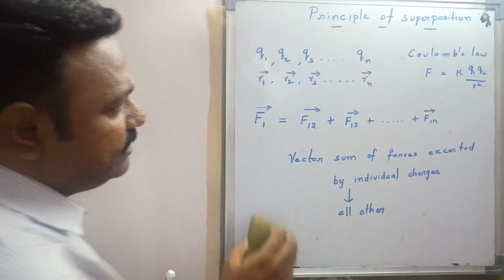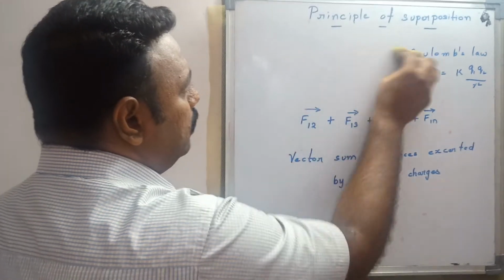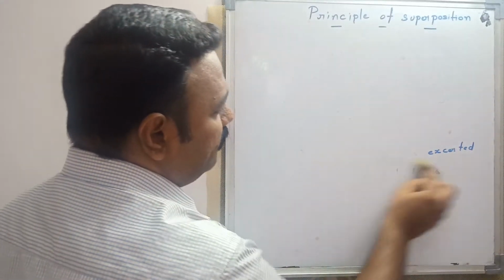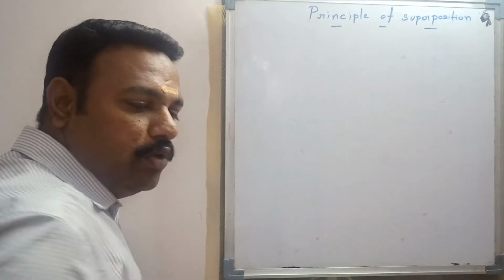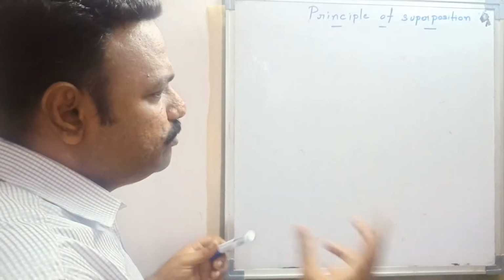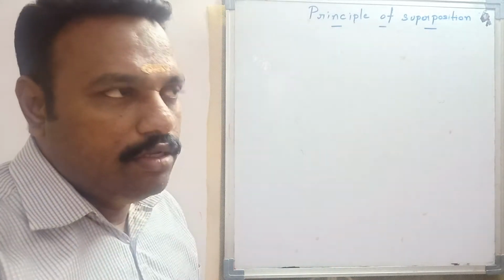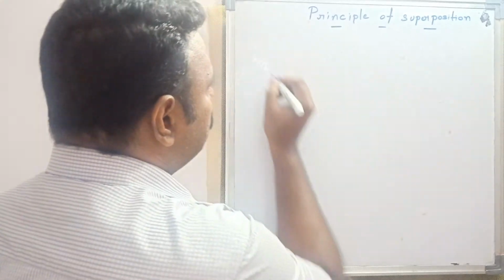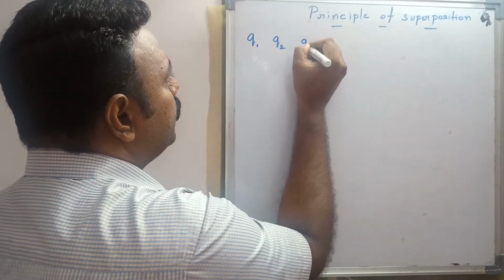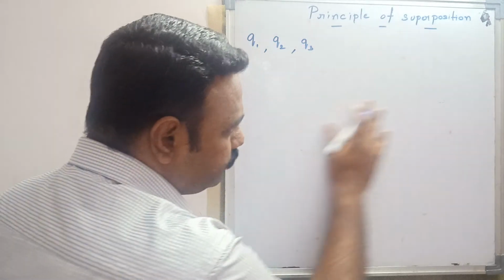So now, to understand it still better, we will take a situation where there are only 3 charges, because the principle of superposition is applied for more than 2 charges. Because if you have 2 charges, then you can use Coulomb's law. If it is more than 2, then you can use the principle of superposition. So using the principle of superposition, we will consider there are 3 charges, Q1, Q2 and Q3, in a system.